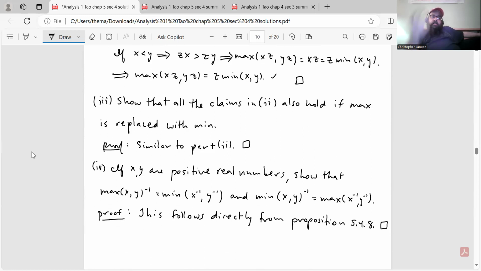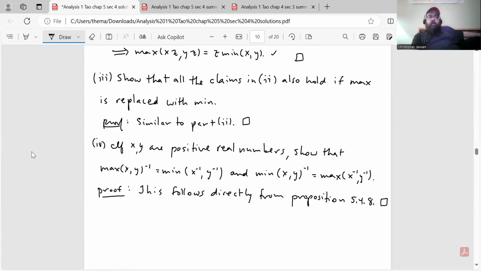Right. The third and fourth parts are relatively straightforward, so I didn't really do too much with them, but I'll read them out. Part 3 says, show that all the claims in 2 also hold if maximum is replaced with minimum. I skipped it because it's so similar to the previous part that I didn't feel like wasting my time. But it's done in a similar way if you want to do it.